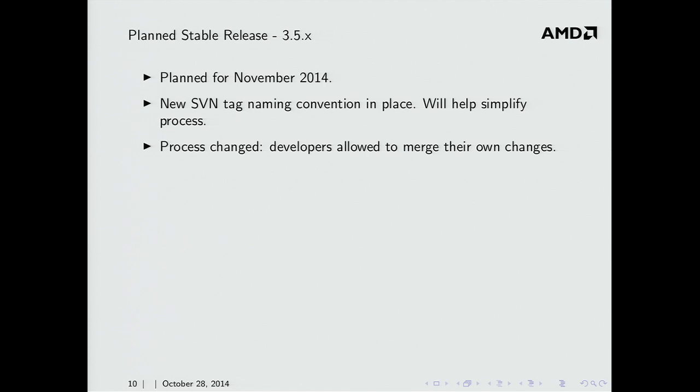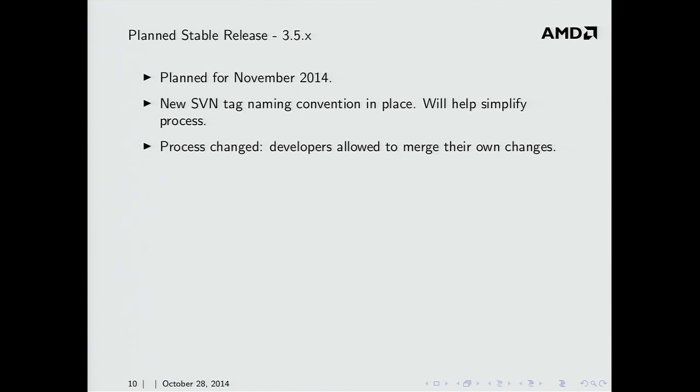The next planned stable release will be 3.5.x. There hasn't been an announcement yet, but it probably will be sometime in November. Like I said before, we have our new SVN naming conventions in place. We had to retrofit 3.4 to use the new naming convention, so we actually did use this new convention for 3.5.0, and I think this will make the release process a lot smoother. So it's something I'm kind of excited about.